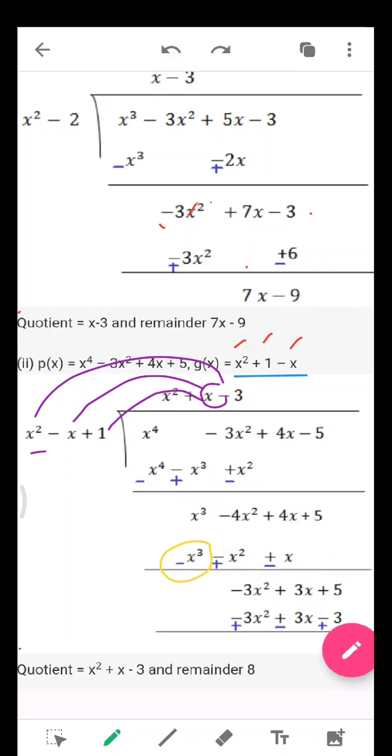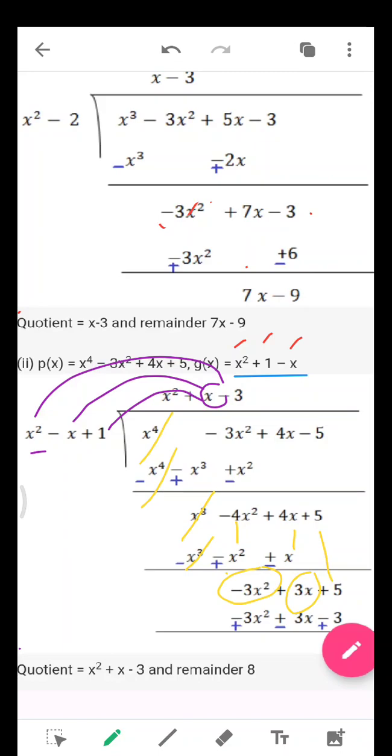Now here I can cancel x cube minus x cube. In the previous step I cancelled this, you remember it? Always remember the first term gets cancelled. Then minus 4x square and plus x square, the blue sign, becomes minus 3x square. We have to be very careful with the sign. A single mistake in sign will give you the wrong answer. Plus 4x minus x gives you 3x, and this plus 5 comes as it is. Got it? So this is the end of the second step.